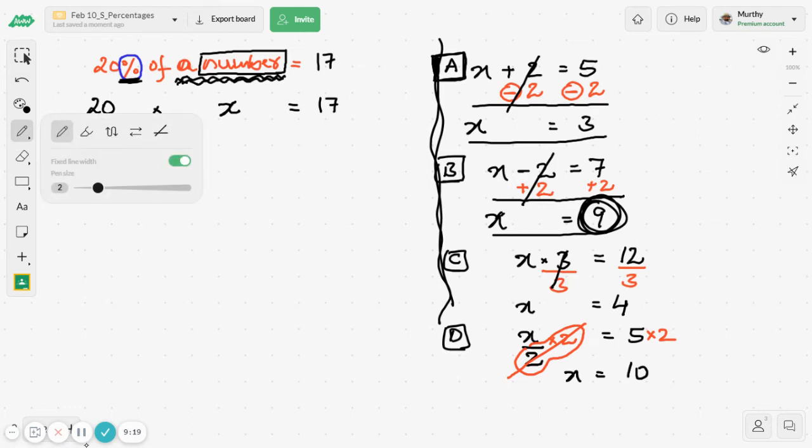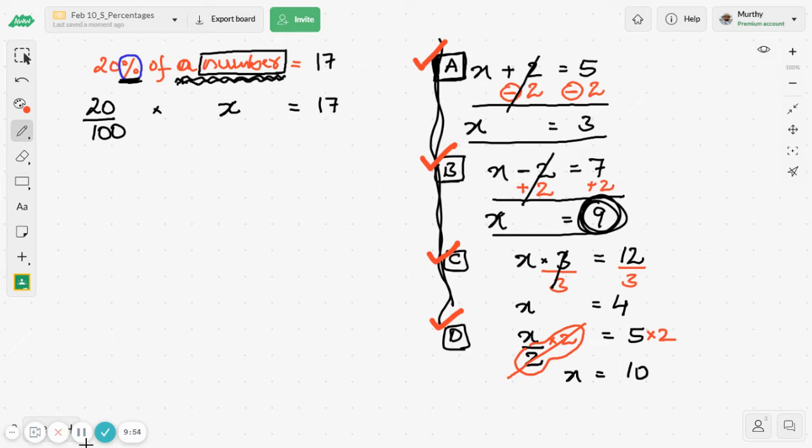So here altogether I discussed 4 points with you. That is, if there is addition, to eliminate that we subtract the same value on both sides. The subtraction is associated with the variable. Then to eliminate it, we go for the inverse operation, so we add the same value on both sides. If there is multiplication, the inverse operation is division. If there is division, the inverse operation is multiplication.